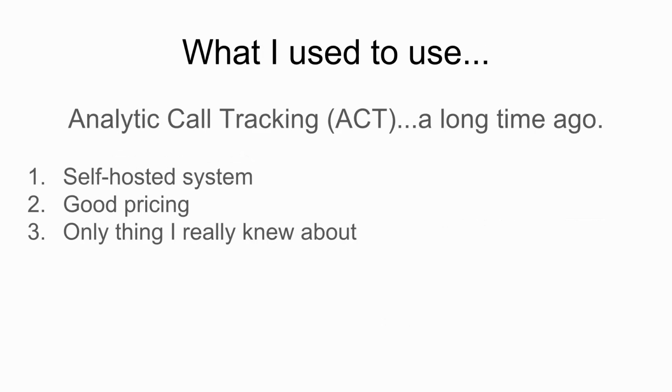So regarding my switch to CallRail, I've used a couple different systems in the past. The first thing I ever used was called Analytic Call Tracking. This is a self-hosted system, so I basically had to get this software and then upload it onto my own website using my own hosting plan. They had pretty good pricing. I basically used it because it was the only thing I really knew about at the time, and I liked the idea of having the software hosted on my own domain.